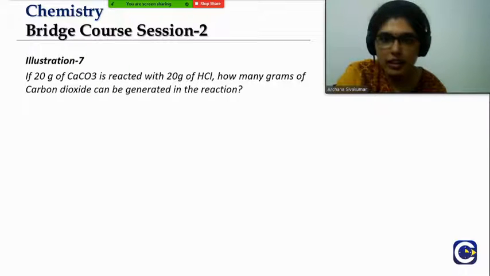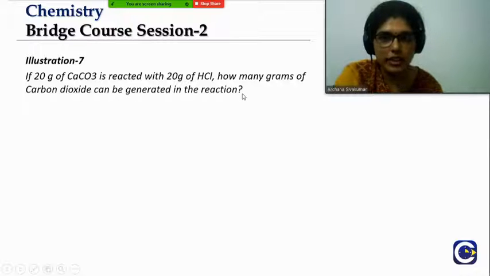So let's look at another example. 20 grams of CaCO3 is reacted with 20 grams of hydrochloric acid. How many grams of carbon dioxide can be generated?